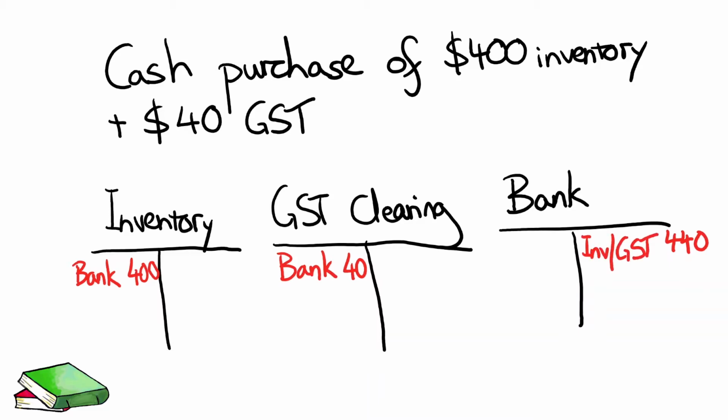This follows the double entry rules. So when an asset increases, we debit it. When an asset decreases, we credit it. And when a liability increases, we debit it.